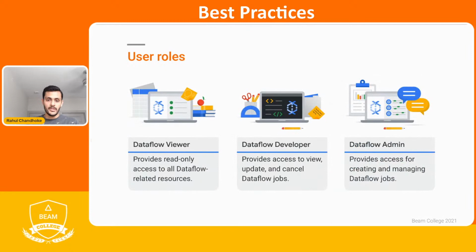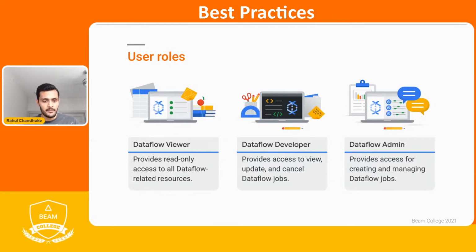So with user roles, there are three common predefined user roles available for you. The first one is the Dataflow viewer role. As it says, this is read-only access to all of the Dataflow related resources. So a user with this role cannot launch a job or cancel a job. But if there is a job running and all they want to do is monitor how the job is doing and look at the progression of your Beam pipeline, then the Dataflow viewer is usually a very good role to do this.